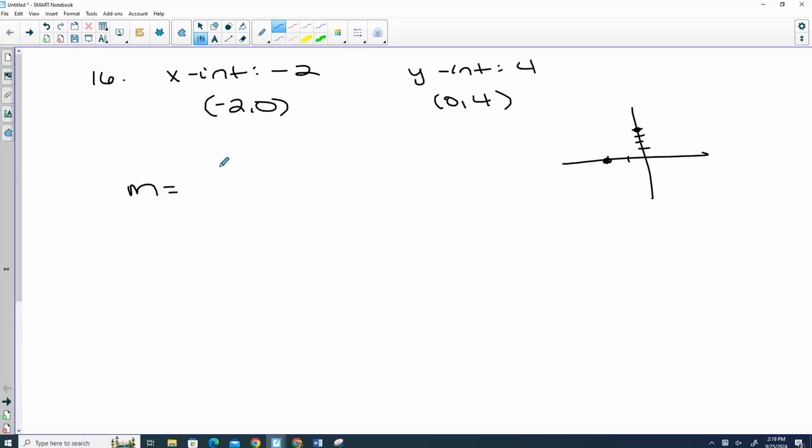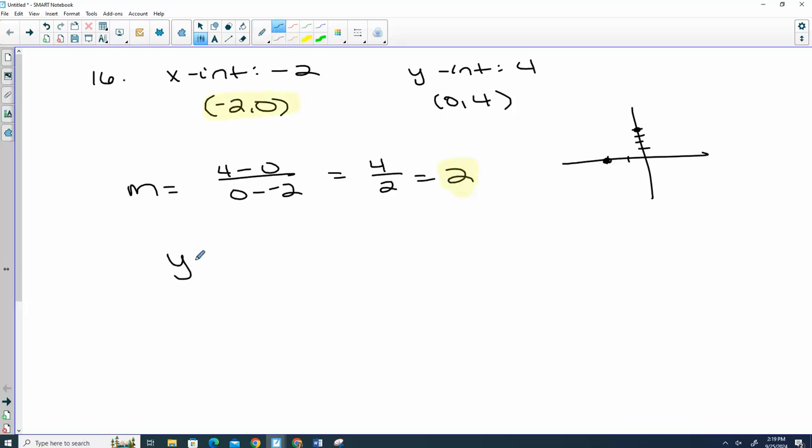So slope is y2 minus y1 over x2 minus x1. So we get 4 over 2, which is 2. Technically, did anybody just write down their equation from here without using the point slope formula? Okay. Then let's just do it like normal. I have my slope, I have a point.